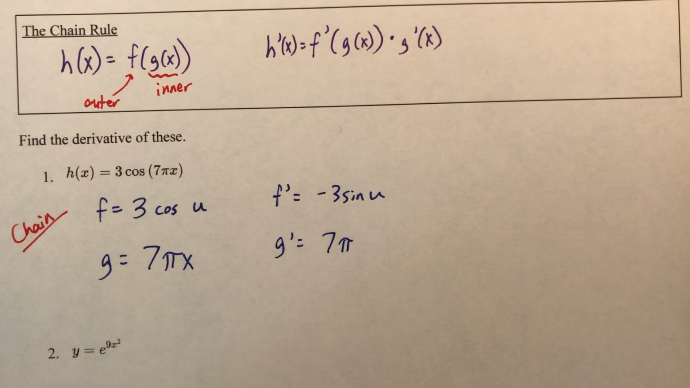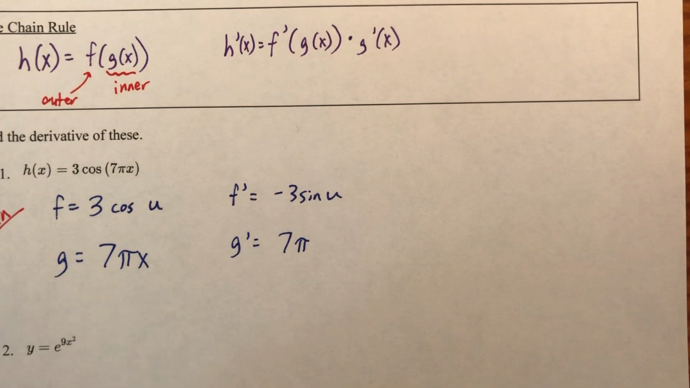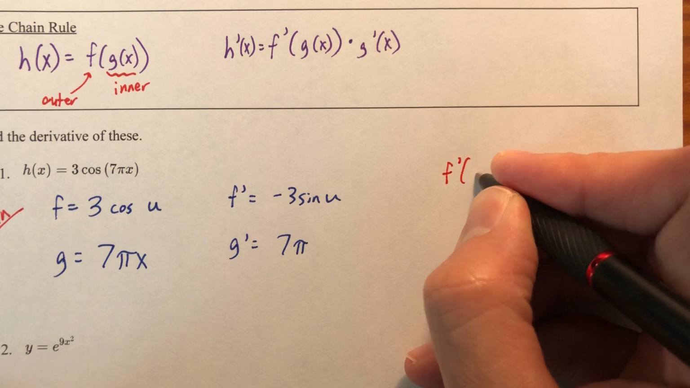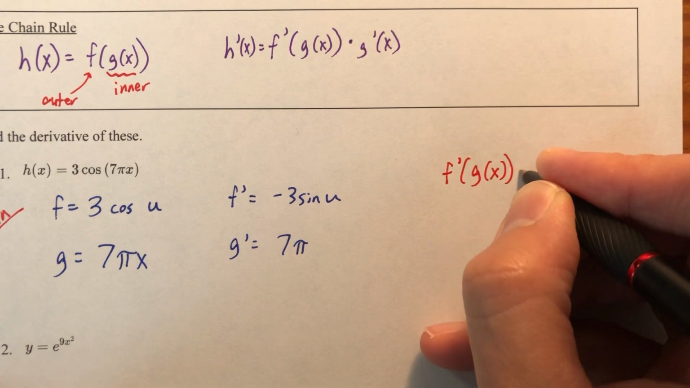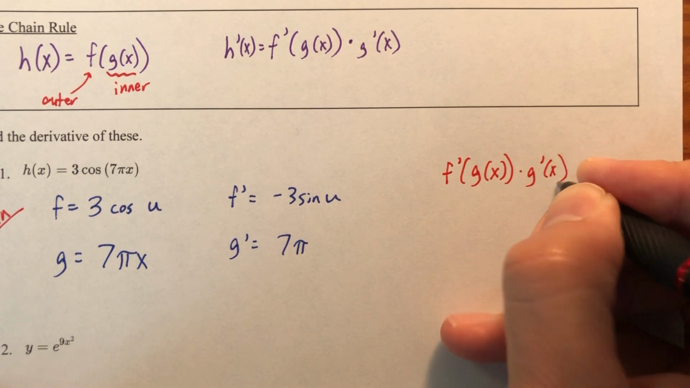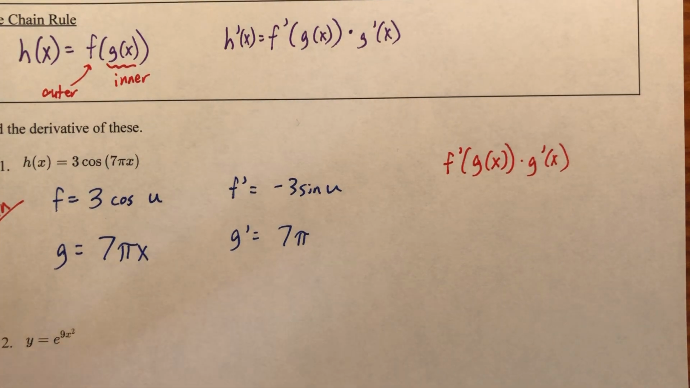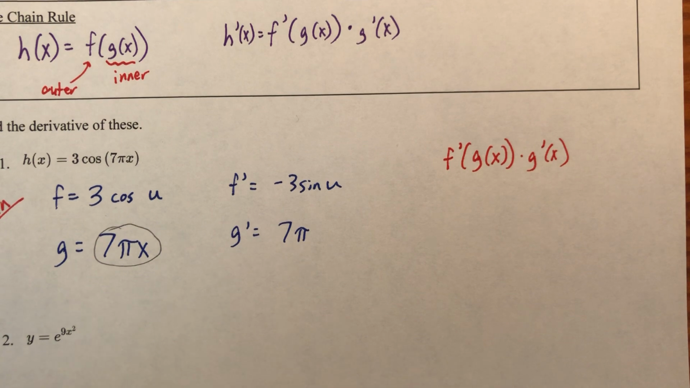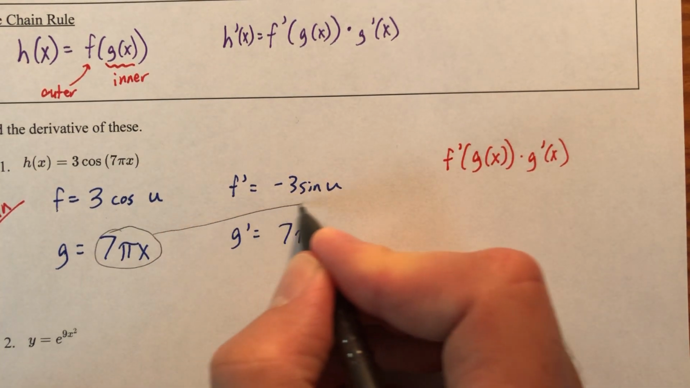So constant times 1 is constant, and then subtract 1 from your exponent. So 7 pi. All right, coming over here and using the chain rule. And the chain rule says I need f prime of g, and then I'll multiply by g prime. That means I'm going to take this g, and it's going to be the input right here.